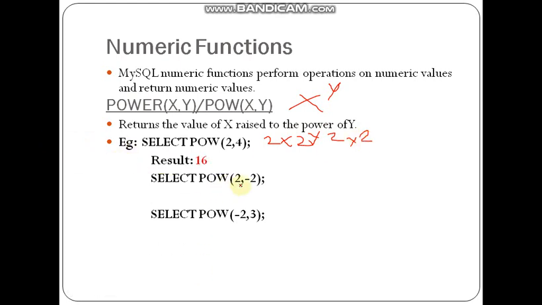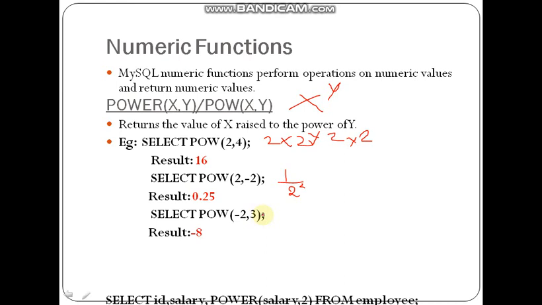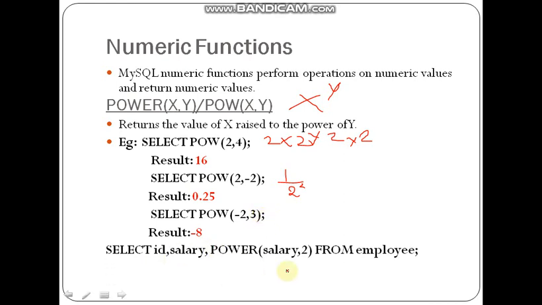Then power of 2 raised to minus 2. 2 raised to minus 2 means 1 by 2 raised to 2, which is 1 by 4, which is 0.25. Then power of minus 2 raised to 3: minus 2 into minus 2 is plus 4, and plus 4 into minus 2 is minus 8. So the answer is this. When we apply this power function on a table, it returns a value for each row. You can apply single row functions on a table also.